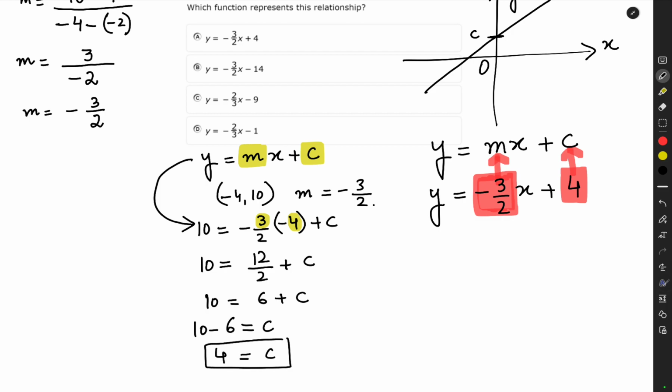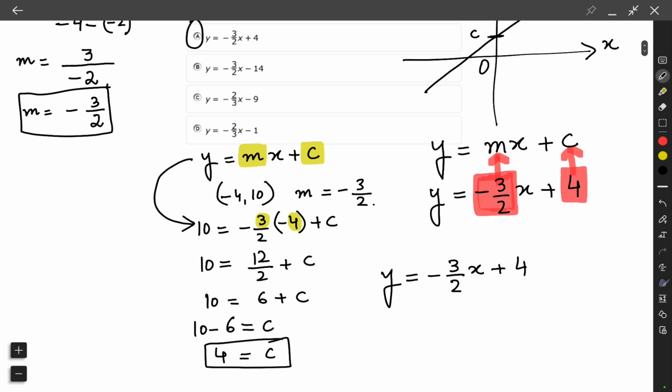Now I needed two values, the value of m and the value of c. I can easily write the linear function of the graph. That will be y is equal to, in place of m I should write -3/2, and in place of c I should write +4. So which option represents that relationship? It's A. So our answer is A. That's it.